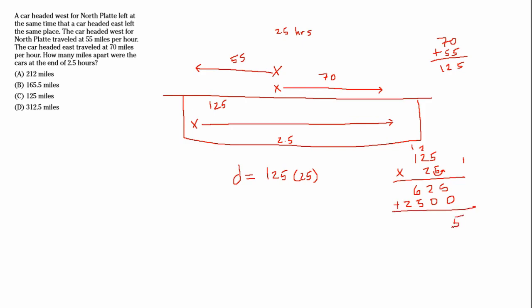5 plus 0 is 5. 2 plus 0 is 2. 6 plus 5 is 11. Carry the 1. 2 plus 1 is 3. Add our 1 decimal place back in. So after 2.5 hours and traveling a combined rate of 125 miles per hour, they're 312.5 miles apart. Okay?